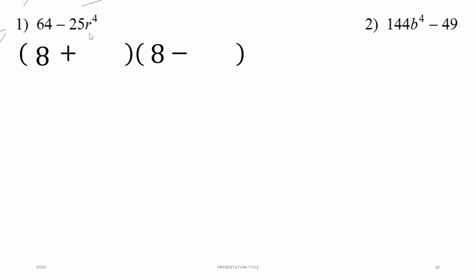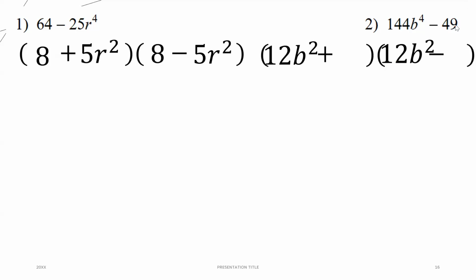Think about it. What times what will get you 25? 5. What times what will get you r to the 4th? When we're multiplying, we add our exponents. So that means we got to divide it by 2. Right? Because 2 plus 2 would get that r to the 4th. Okay, square root of 144b to the 4th would be 12b squared. Square root of 49 would be 7 and 7.